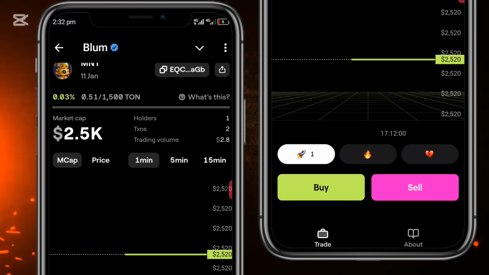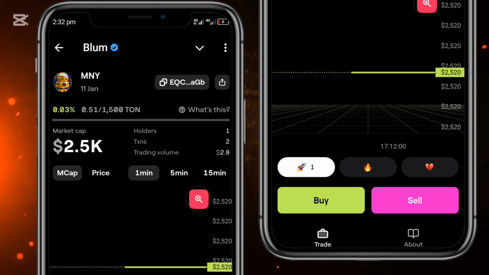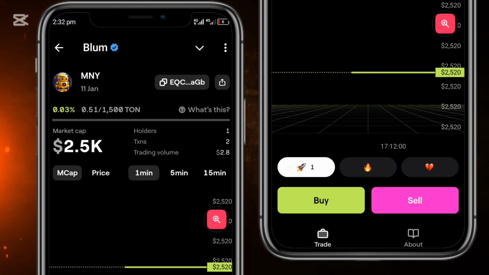So this is my token right here, Money. You can see I've not started any transactions yet. The trading volume is just $2.8. So guys, if you are interested, or you are scared of buying coins that will crash or whatever, you can go ahead and buy my token. But you can also do your own due diligence research before you go ahead to trade on this token.